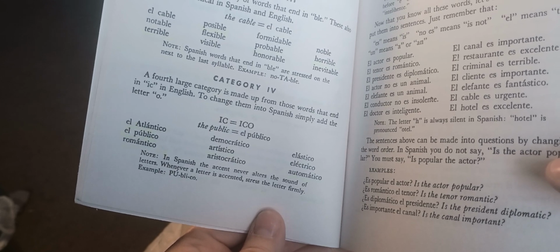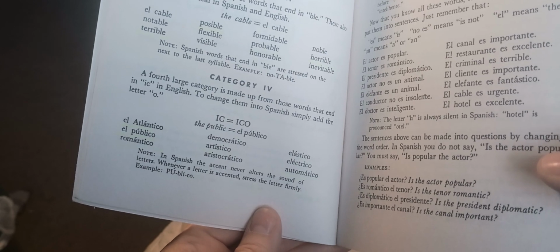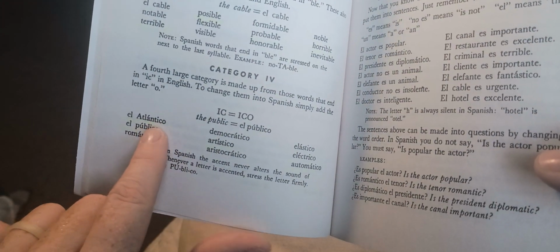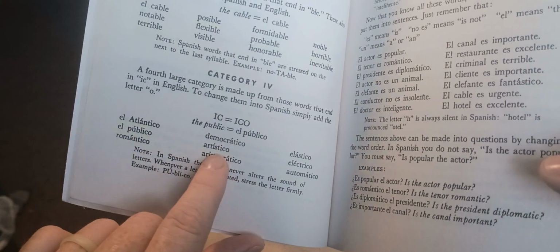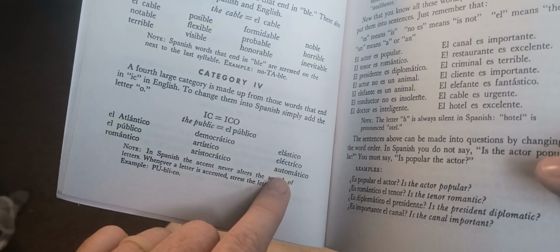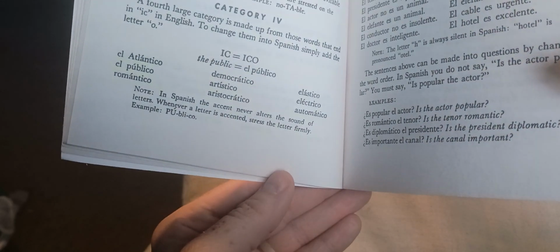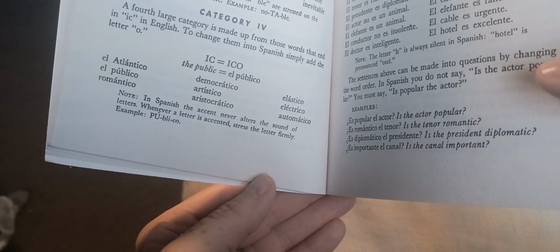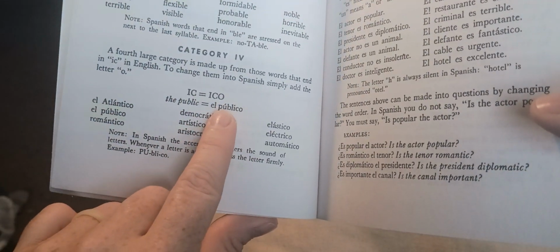Category 4. The fourth large category is made up of those words that end in IC in English. To change them to Spanish, simply add the letter O. IC equals ICO. The public, el público. El Atlántico, democrático, el público, artístico, romántico, automático. Note, in Spanish, the accent never alters the sound of letters. Whenever a letter is accented, stress the letter firmly. Example, público.